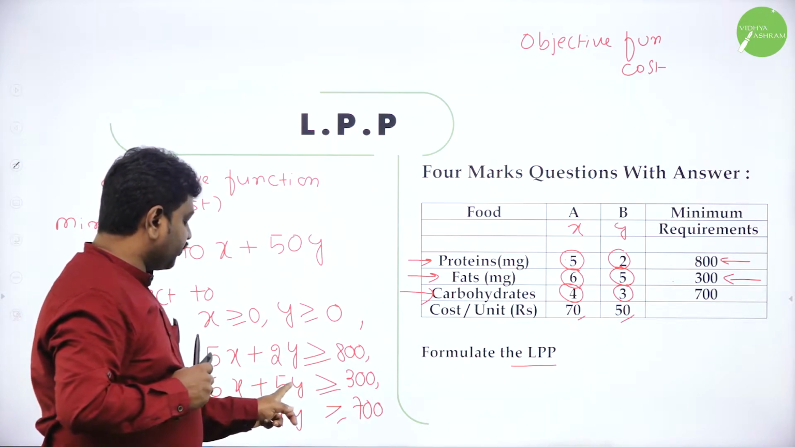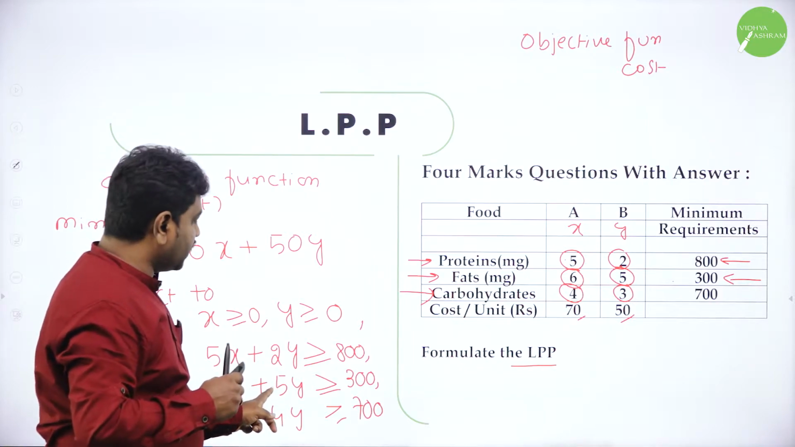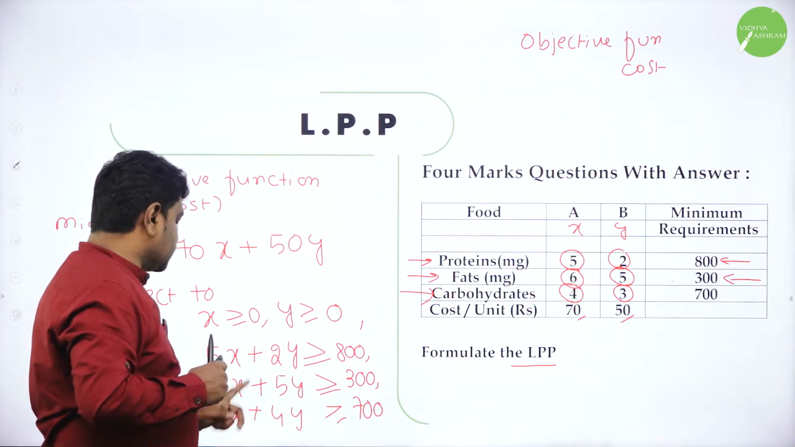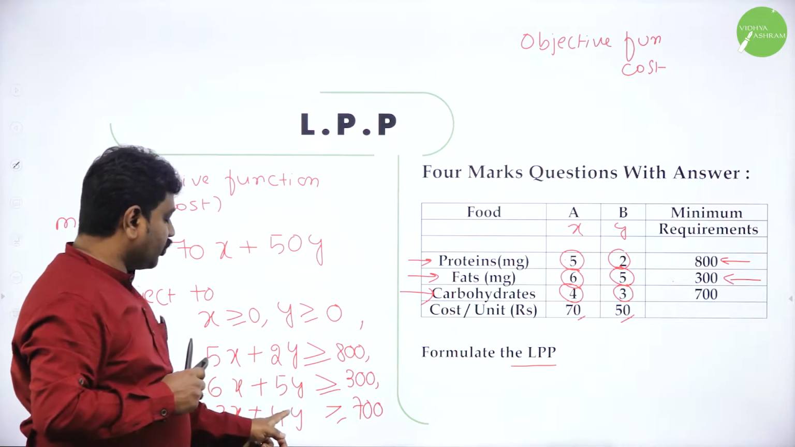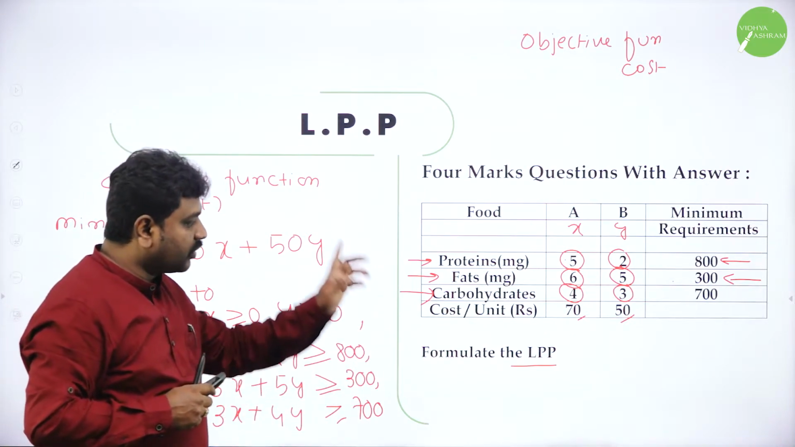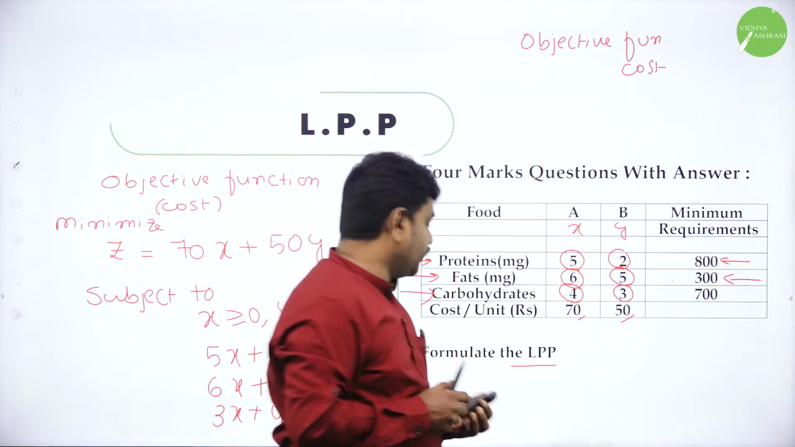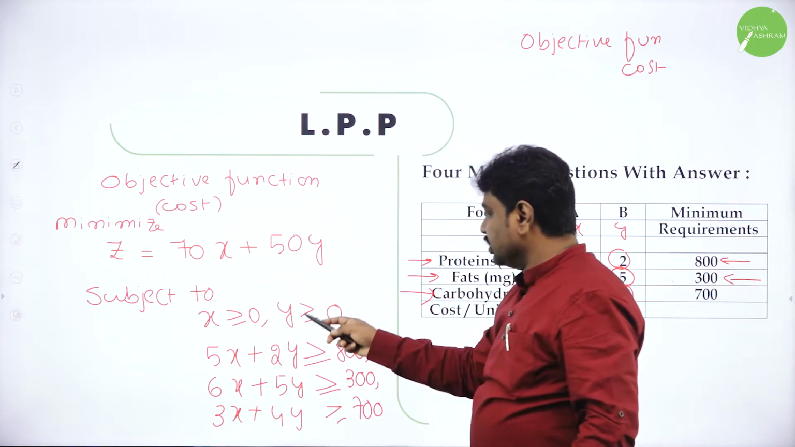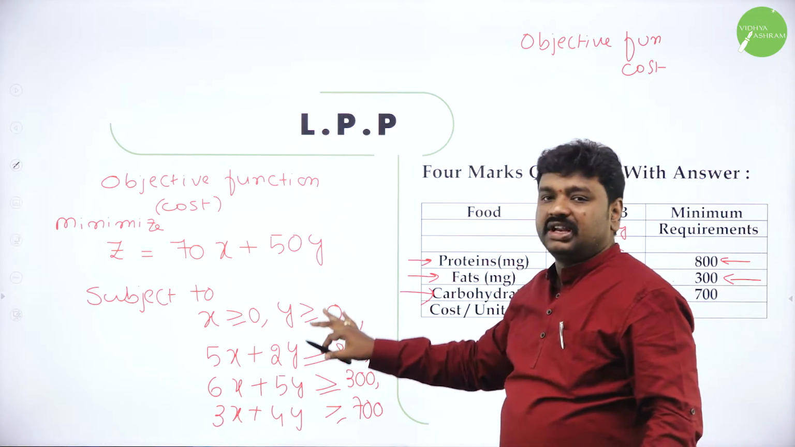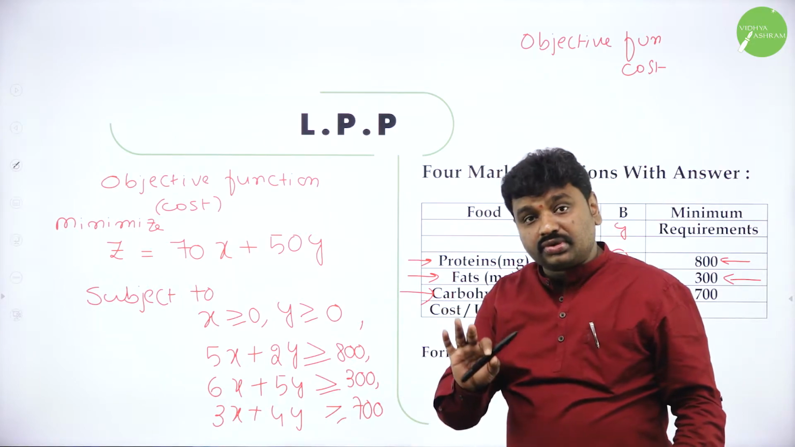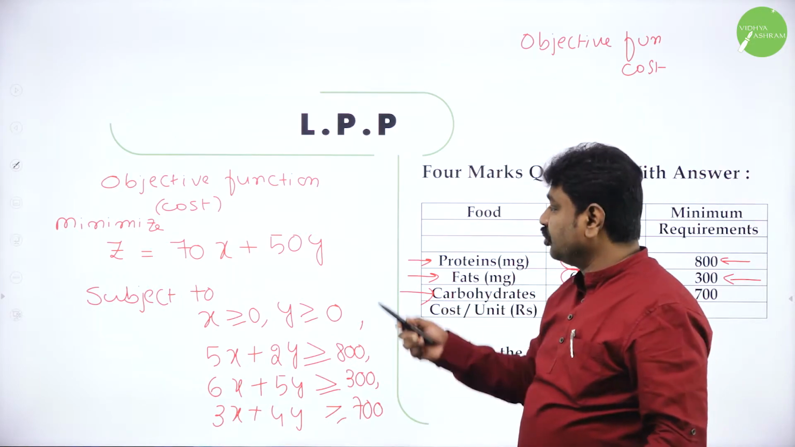And 6x plus 5y greater than or equal to 300, this is fat constraint. And 3x plus 4y greater than or equal to 700, this is carbohydrate constraint. So therefore, I wrote conditions. So this is the LPP, linear programming problem. Before you start any problem, first you should assume the unknowns.